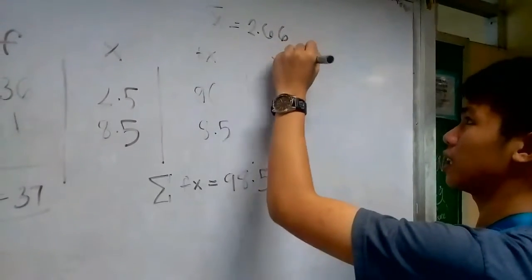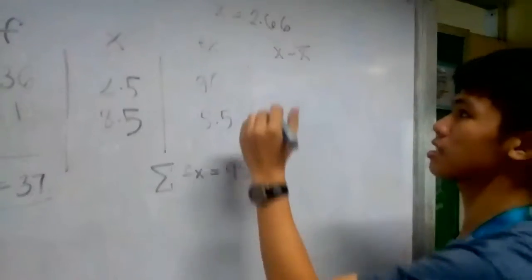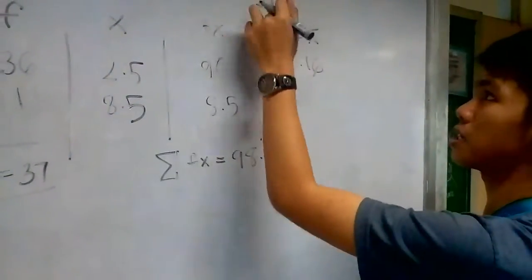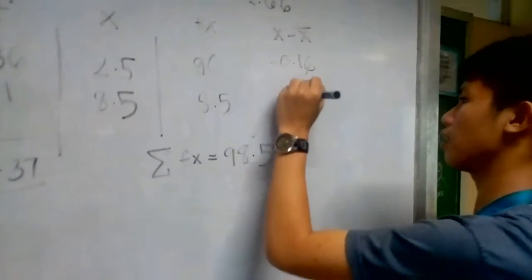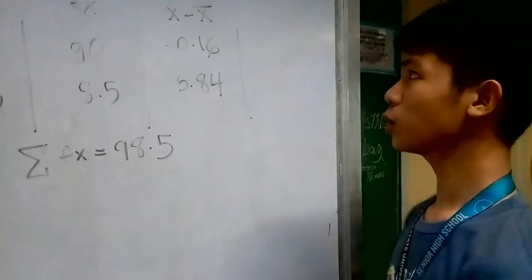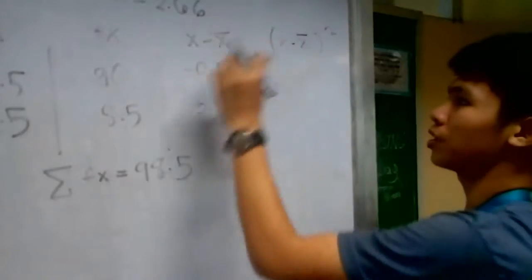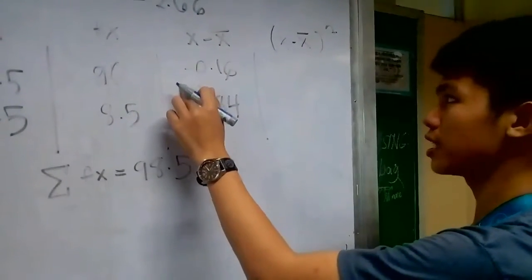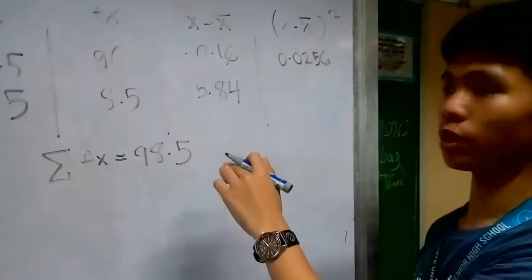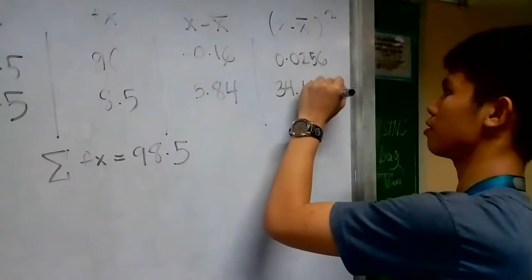The next part of our table is x minus x bar. So 2.5 minus 2.66 is negative 0.16 and 8.5 minus 2.66 is 5.84. After that, we will compute for x minus x bar squared. So negative 0.16 squared is equal to 0.0256 and 5.84 squared is equal to 34.1056.